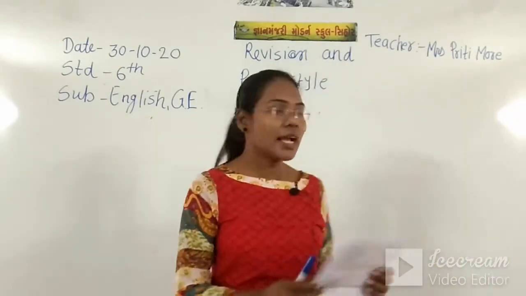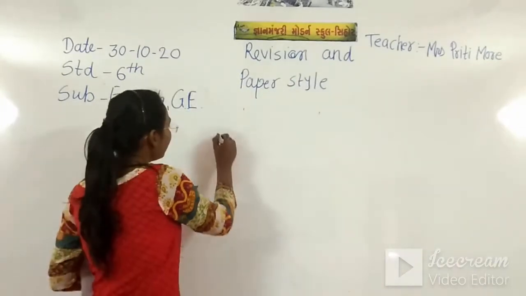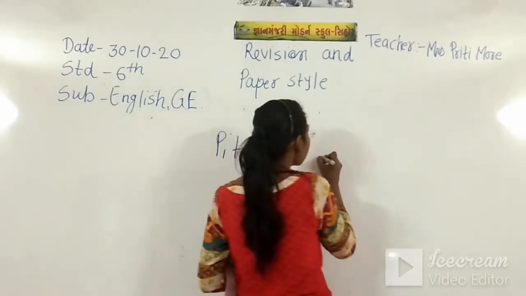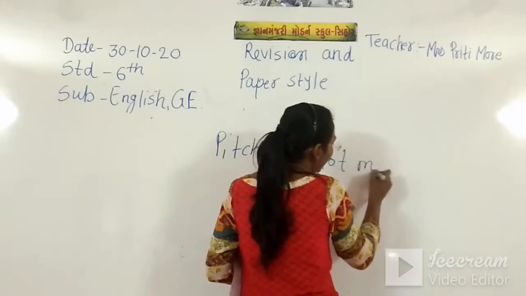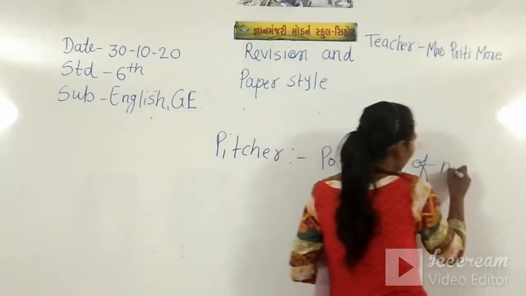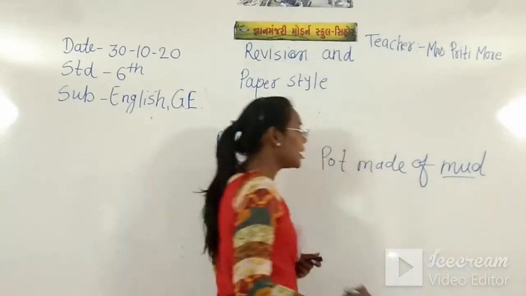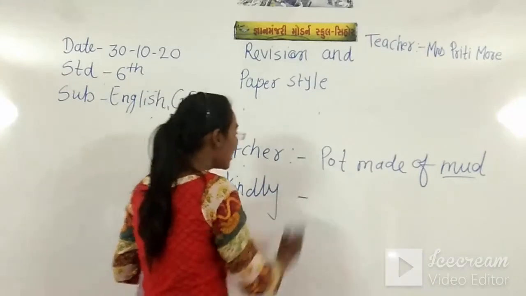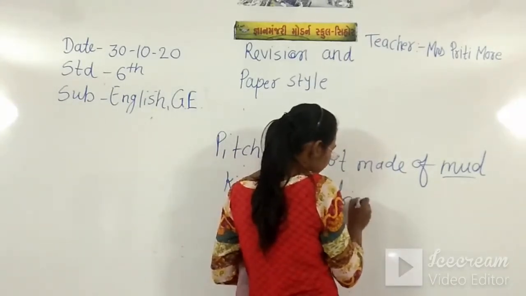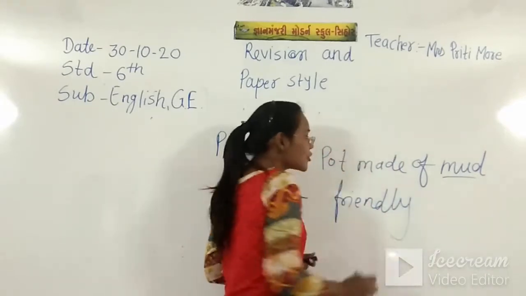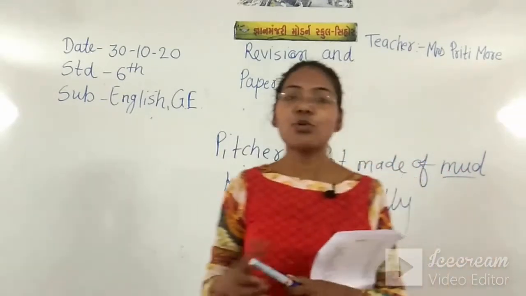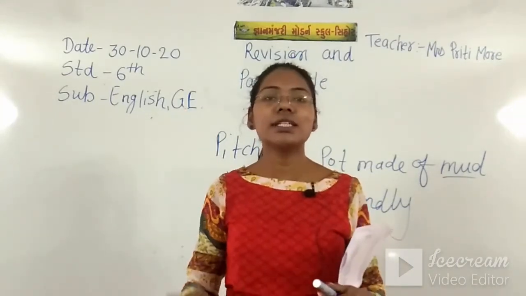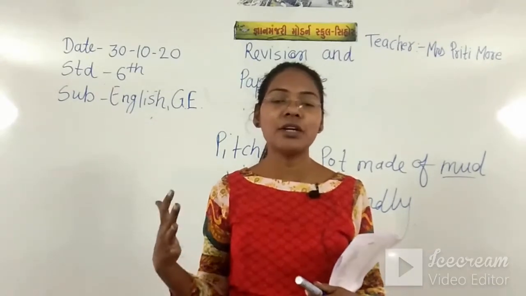Because the first question will be word meaning, so this word meaning you have to write the meaning of that word. That means if the picture is there, so picture means the pot made of mud, pot made of mud. So picture is there, like kindly is there, kindly means friendly. So like this glossary is there in your textbook. What you have to do, you have to take out all the glossaries and note down in your notebook and learn all the meanings of the words.